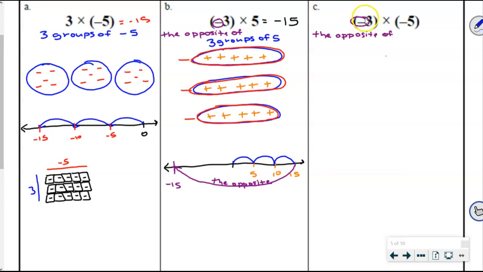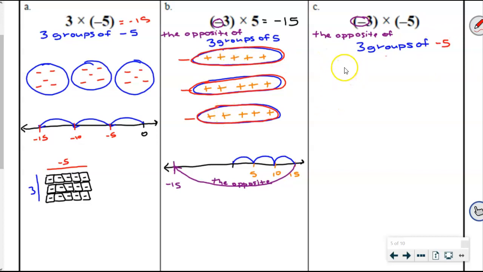And the opposite of what exactly? Well, I already took care of the opposite of. The opposite of 3, because the first factor is 3 now, and it represents 3 groups of, well, what objects am I going to be drawing inside of those groups? Negative 5. Not 5, but negative 5. So 3 groups of negative 5.